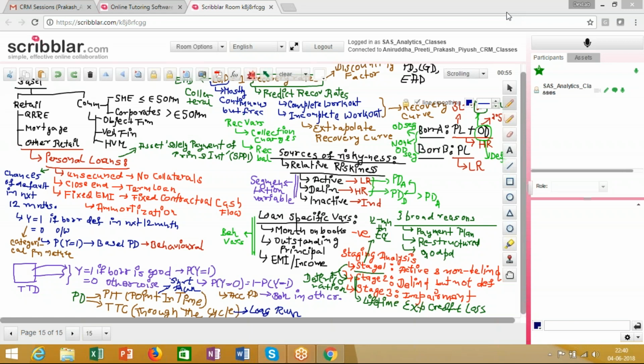right? So is this idea of PIT, point in time, and through the cycle clear? Any questions up to this point?